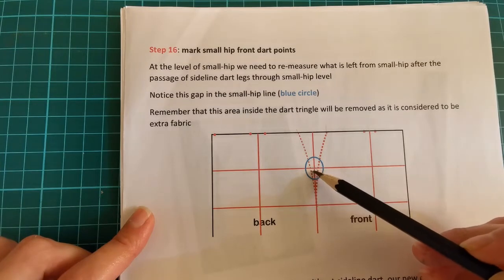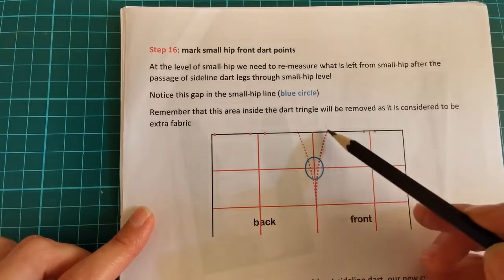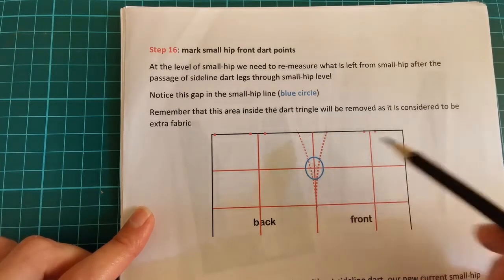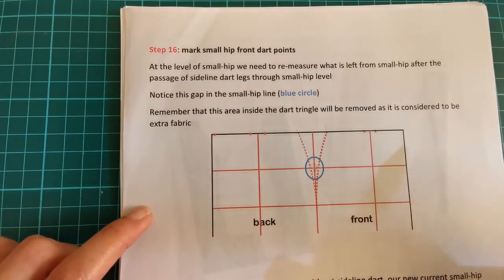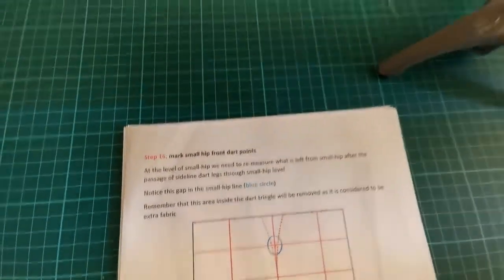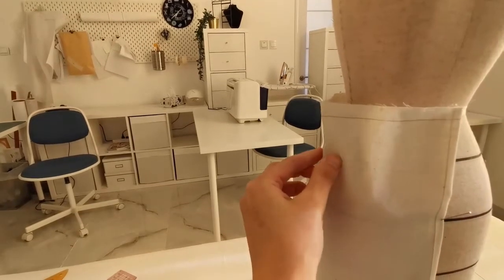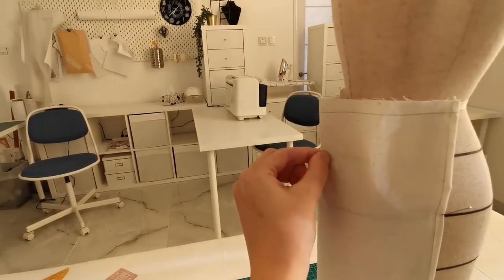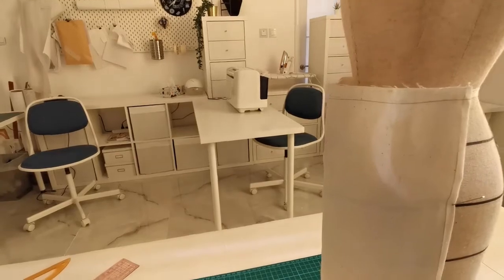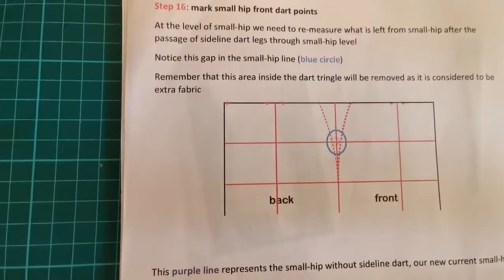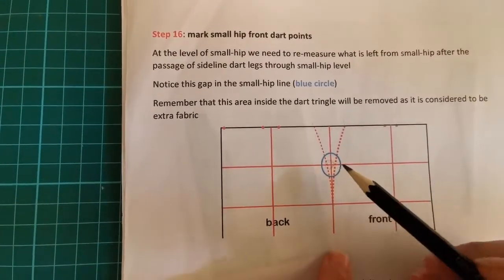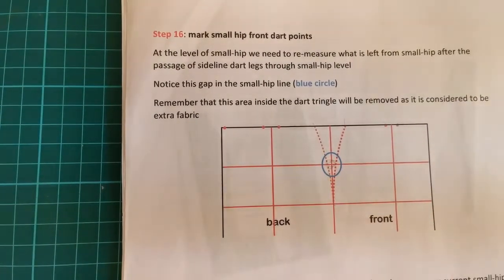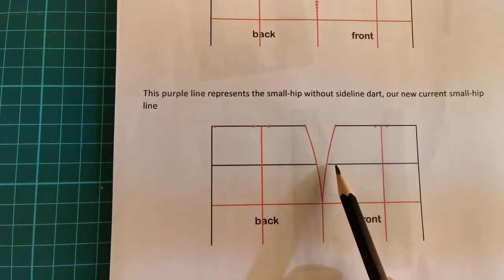So as you can see, this area here is inside the triangle, which means on the level of the small hip, which means that this much of the small hip circumference that's already current here on the mannequin has been taken off, okay, like so. It's inside the triangle. Anything inside the triangle will be taken off. Yeah, it will be taken off. So we will be left with this.